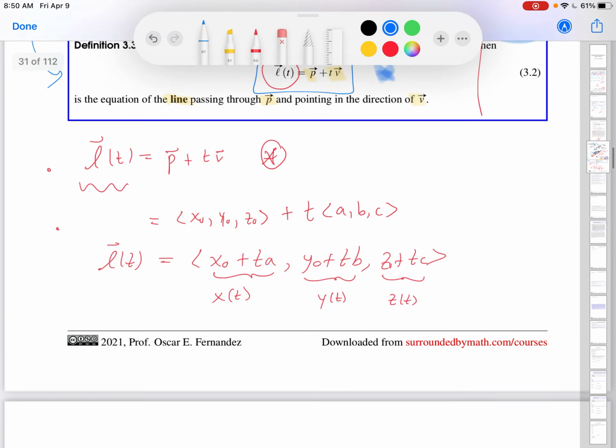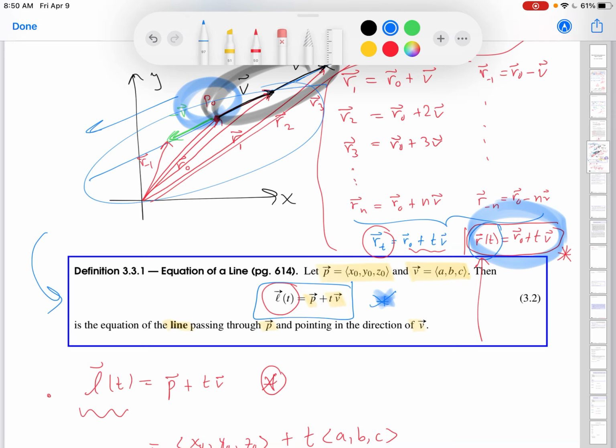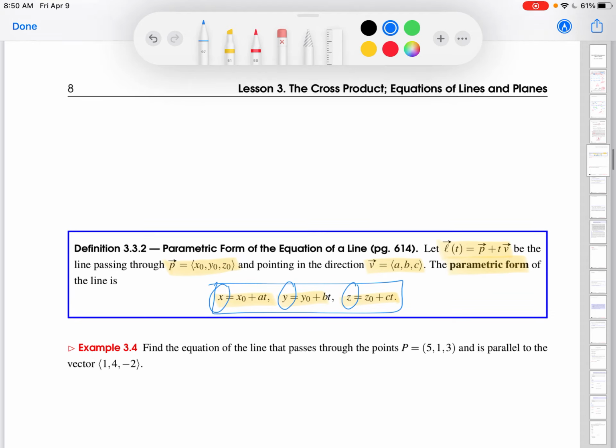In vector form, we got to this equation by thinking about how the vectors changed as I changed t. So that was really this picture up here. In parametric form, you're thinking about something subtly different. You're thinking about how the coordinates, the x, y, and z values of the vector, change as t changes. So it ends up being the same thing, but a slightly different way of looking at it.